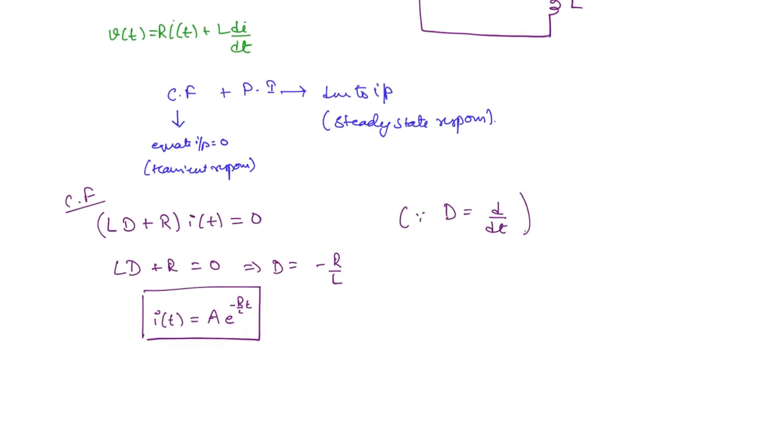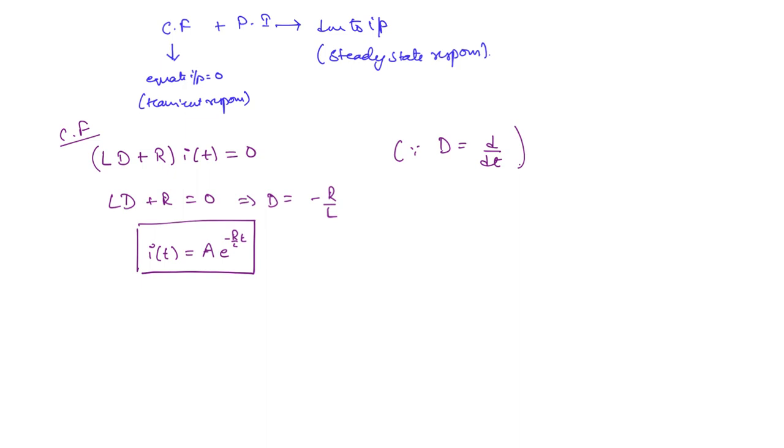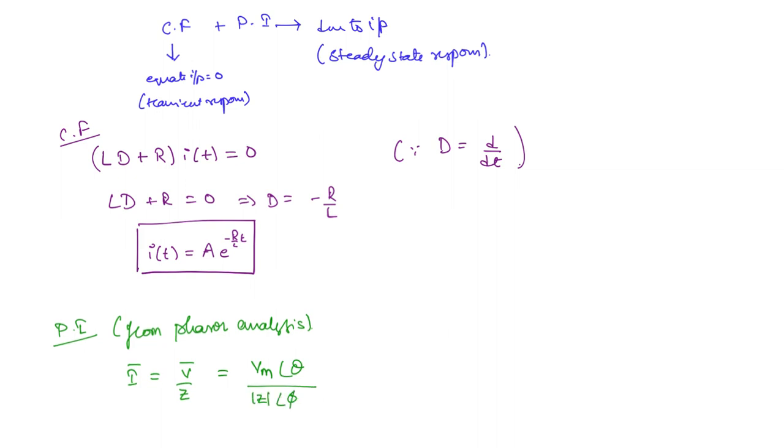What about the particular integral? This is the steady state response which you can get from the phasor analysis. Okay, so we know that I bar, the current, is going to be V bar by Z. Now V bar is, the maximum value is Vm, and initial angle is given as theta, divided by Z. You can write Z as mod Z angle phi.